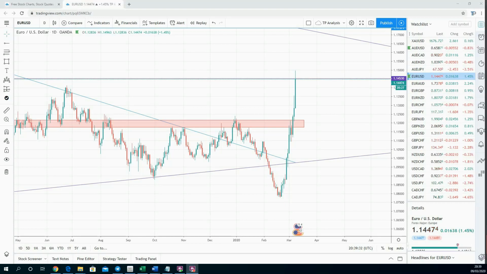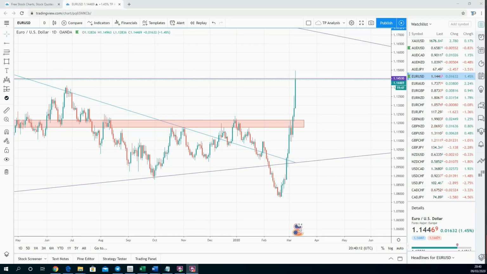There are 4 main lot sizes: a standard lot, a mini lot, a micro lot, and a nano lot. A standard lot is 100,000 units of currency. A mini lot is 10,000, a micro lot is 1,000, and a nano is 100 units of the chosen currency. To be honest, the mini, micro, and nano are pretty rare, only really used by really novice traders. So the normal size which most traders would use would be a standard lot.